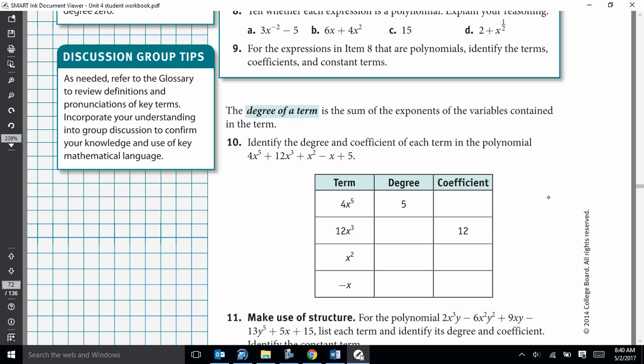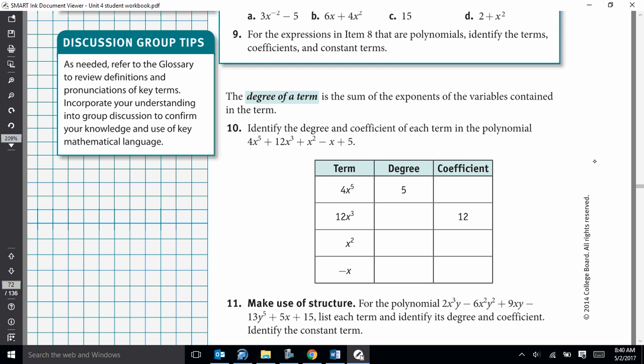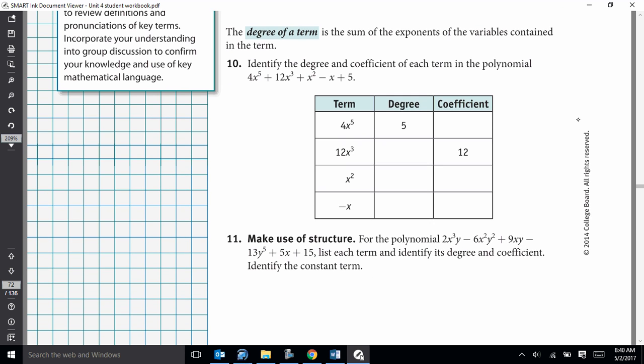All right, so let's look at the degree of a term. It's the sum of the exponents of the variables contained in the term. So we want to identify the degree and coefficient of each term of the polynomial. So looking at our first term, we have 4x to the fifth. Our degree is the power. So what's the degree of our first term? 5.